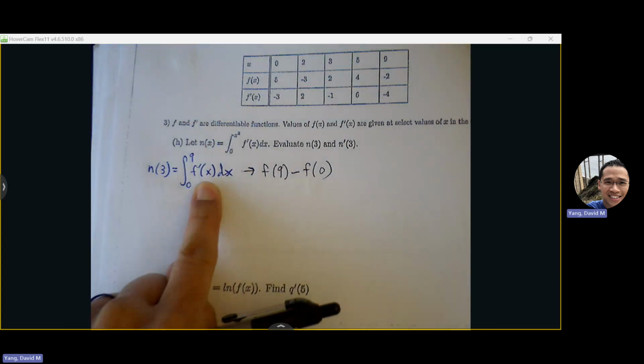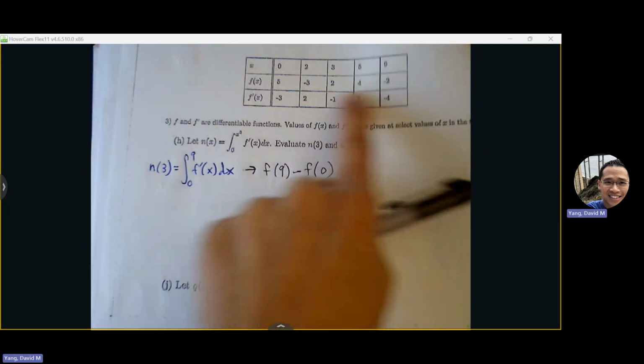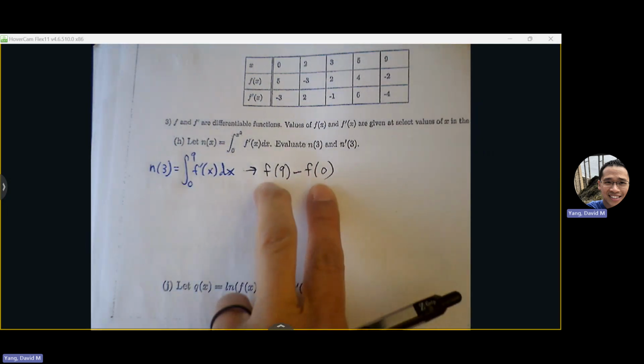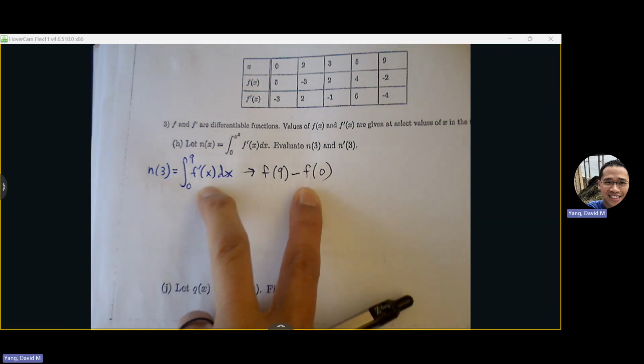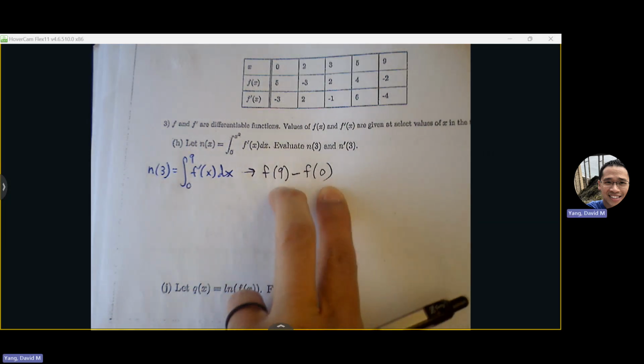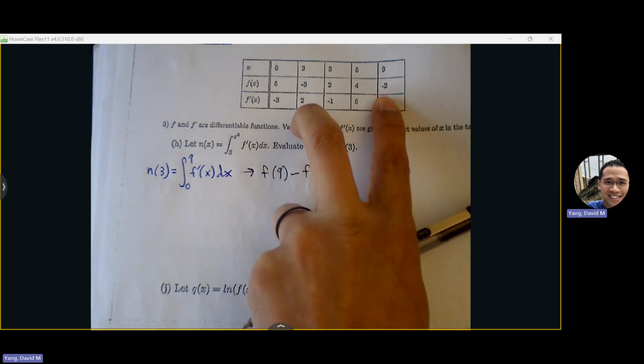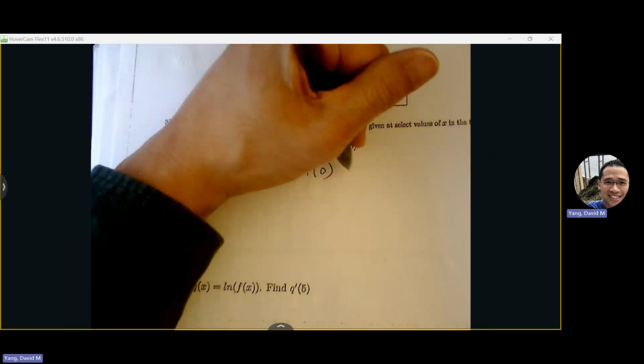If we had an f prime graph in front of us and there were geometric shapes, we could add up those areas, but we have something at the f level, so we can just make it rise up: take the antiderivative, apply the first theorem, and then f of 9 minus f of 0, we can do that, right? So -2 minus 5.